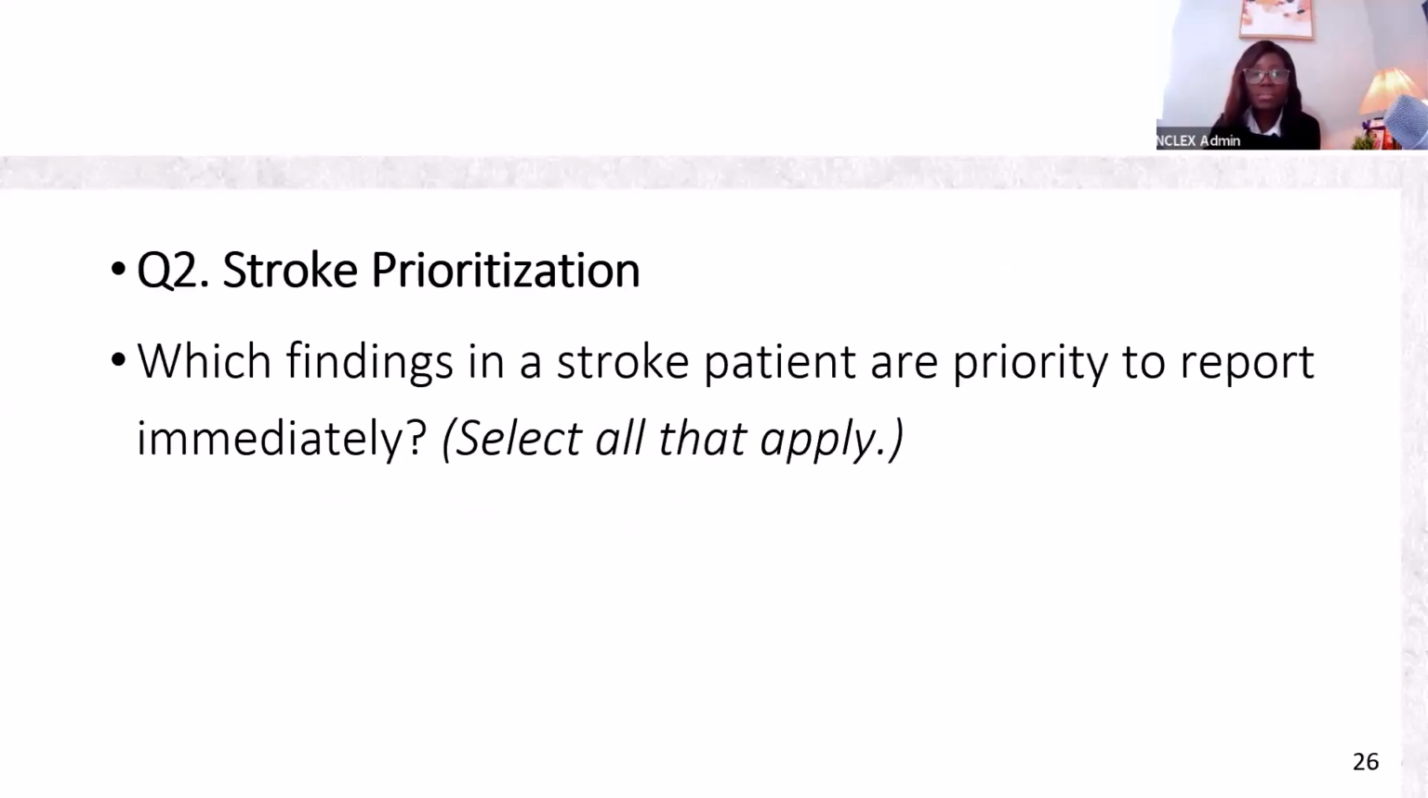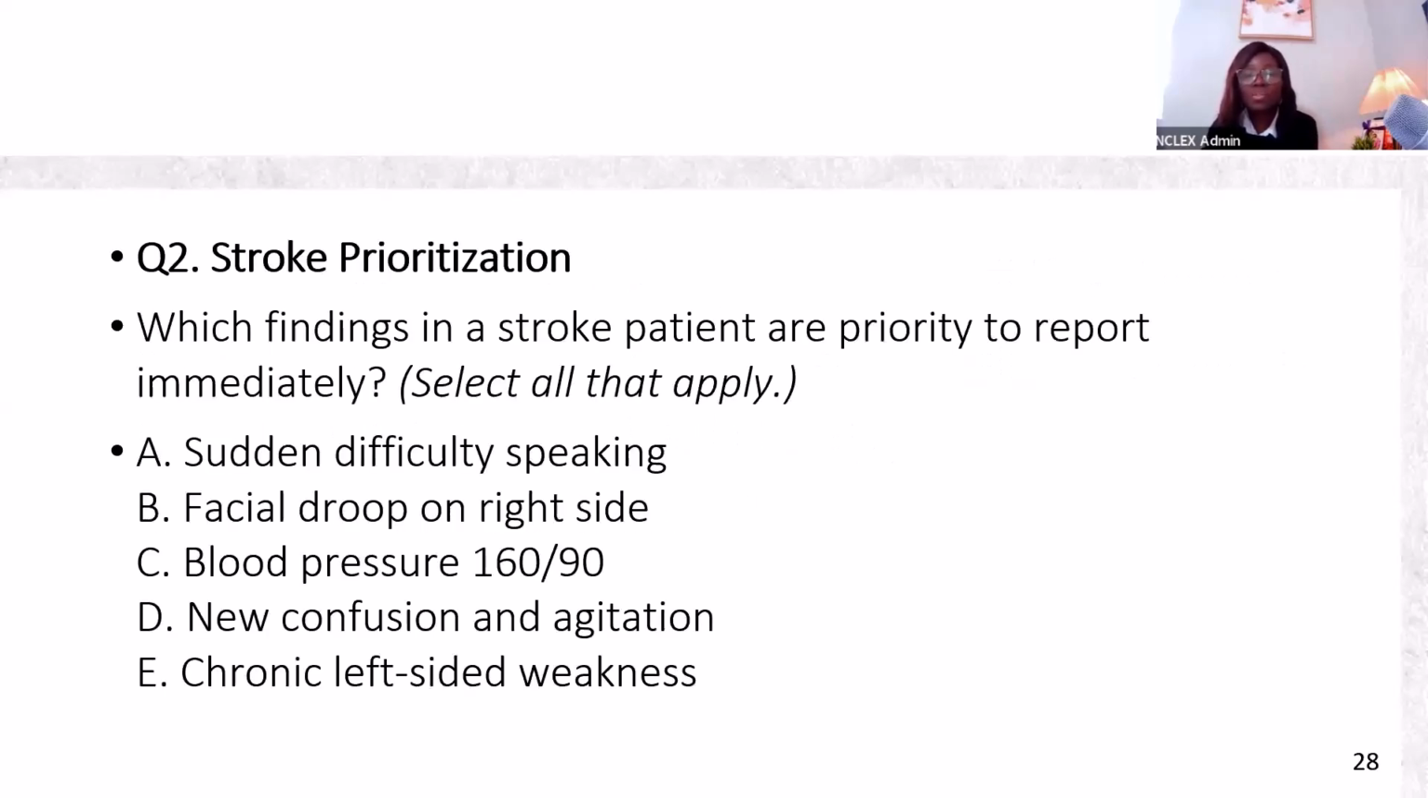Okay, so in this case, findings in a stroke patient, what is a priority to report? So let's look at the options. A, sudden difficulty speaking. B, facial droop on the right side. So true or false? Sudden difficulty speaking, true or false? It is a priority to report immediately. C, blood pressure, which is 160/90. D, new confusion and agitation. So look out for the keywords. And E, chronic left-sided weakness.